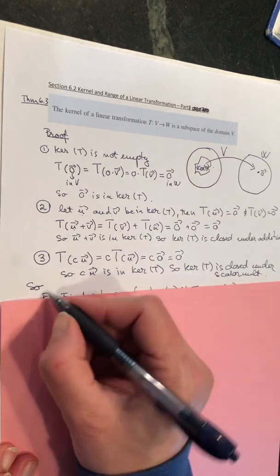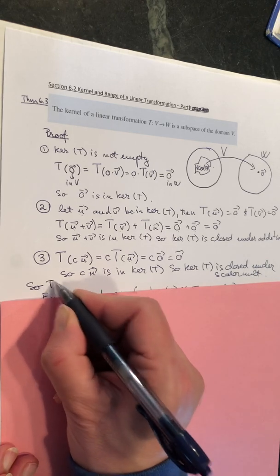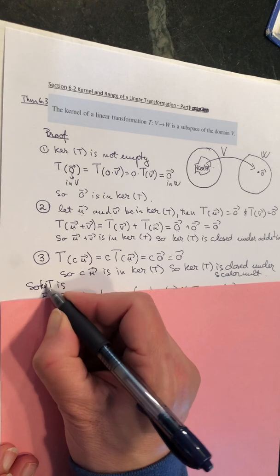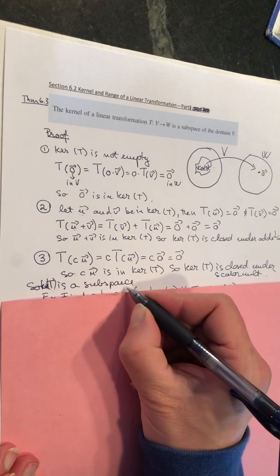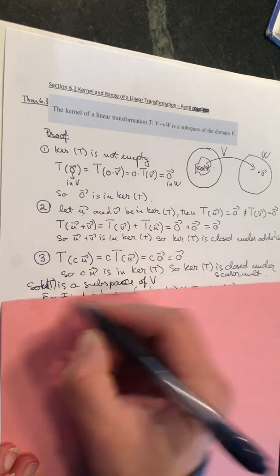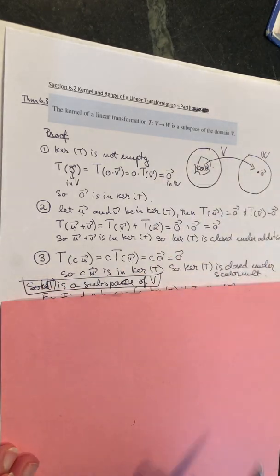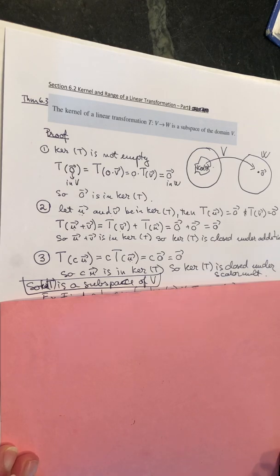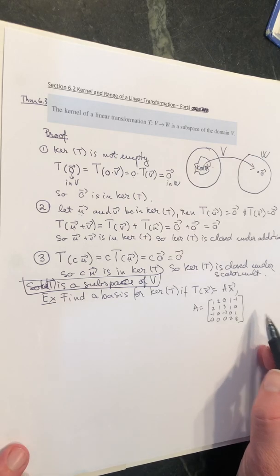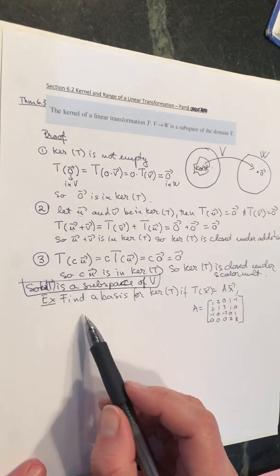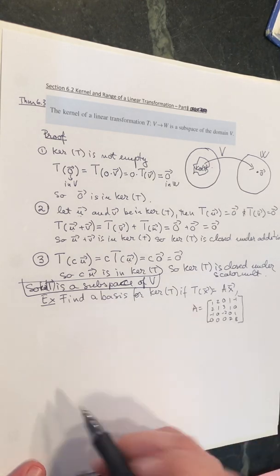So by the theorem, I think 4.15 in chapter 4, the kernel of T is a subspace of V, right? Because it is not empty and it is closed under addition and scalar multiplication, the kernel is a subspace of V. All right, so let's look at an example that brings us back to what we were doing in chapter 4. Now that it's a subspace, we can find a basis for the kernel of T.